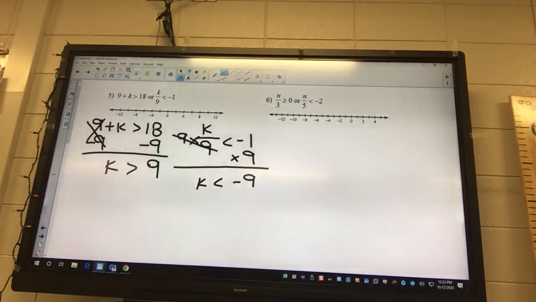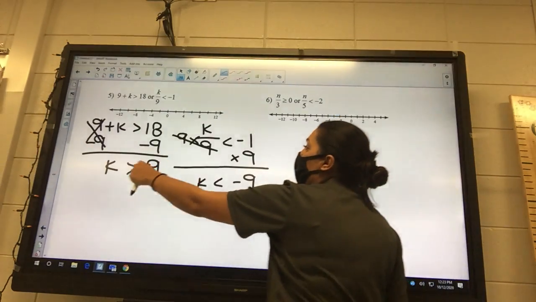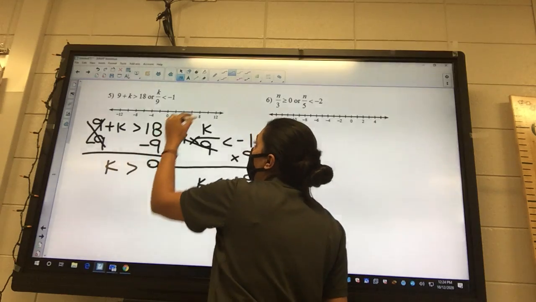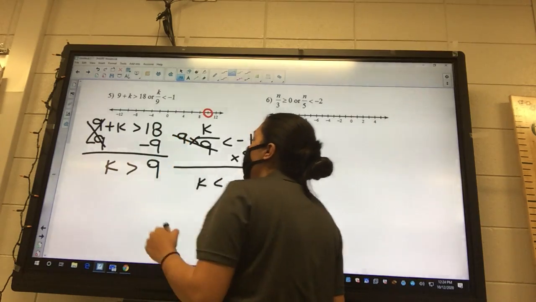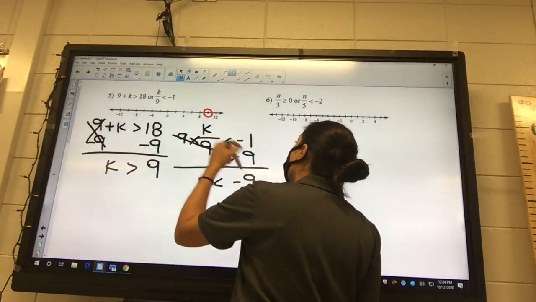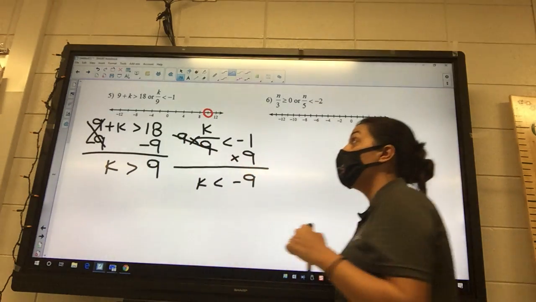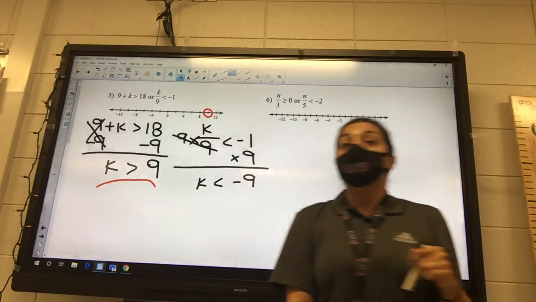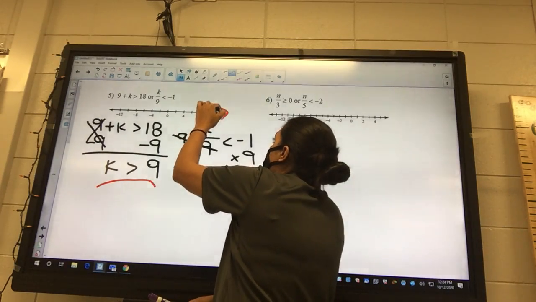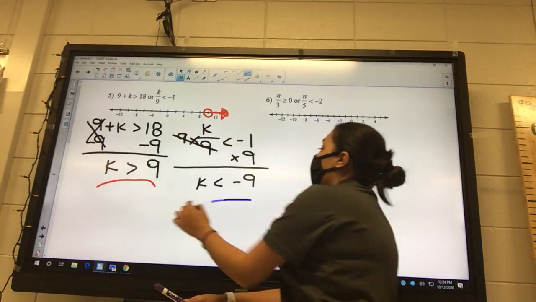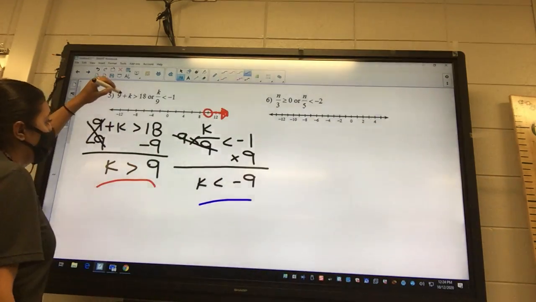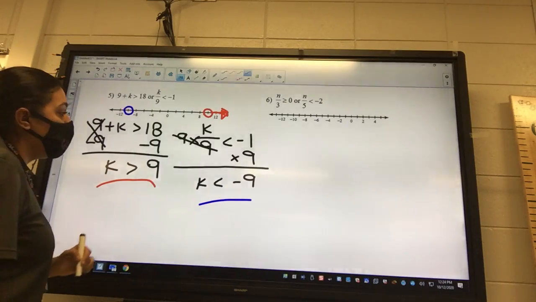Okay, let's graph it. So my first 9 for this one is at positive 9. Should it be an open or closed dot? Open. Open at 9. And which way should it be going? Right. Go to the right. And then this one, it's at negative 9. Open or closed? Open. And which way should it be pointed? Left.